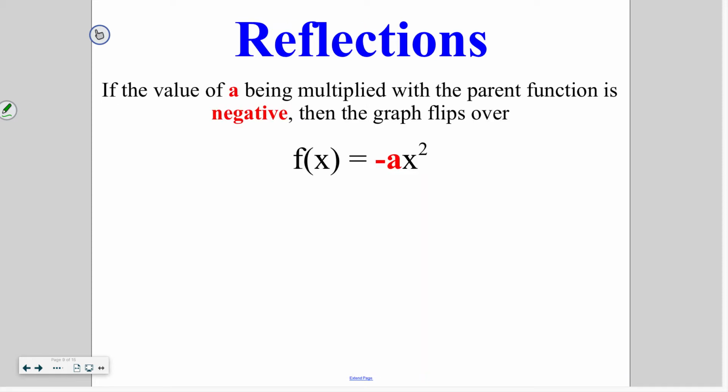Last thing we need to look at is reflections. That is the A value being negative. So that A value is still telling us the dilation. The negative is telling us that there is a reflection, or it is flipping over the x-axis.